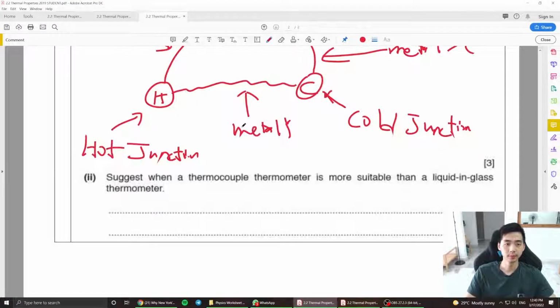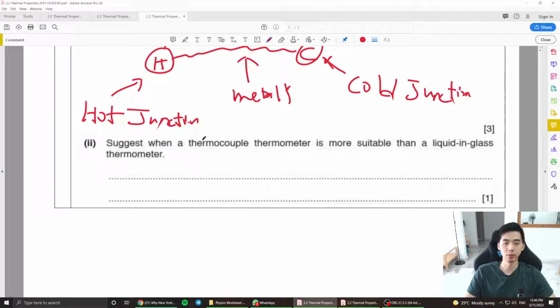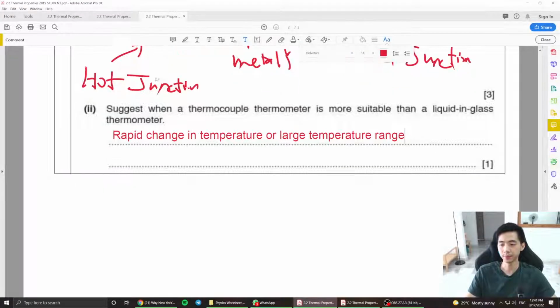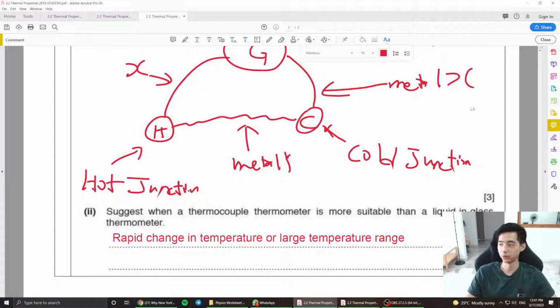Then finally, suggest when a thermocouple thermometer is more suitable than a liquid in glass. Yet again, it's either rapid change in temperature or large temperature range. Rapid change in temperature or large temperature range. Okay, and that's how you're supposed to do these questions here.